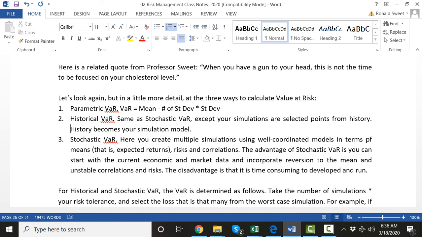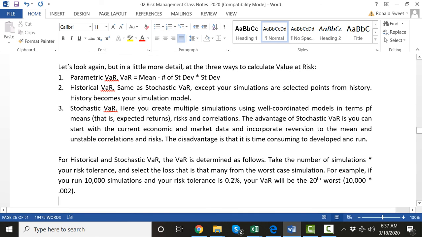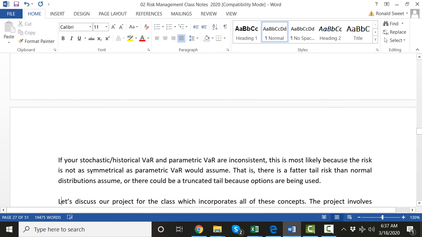Historical VAR and stochastic VAR are essentially scenarios where you run simulations. With stochastic VAR, you run thousands of simulations. You make sure they're well coordinated, that you understand how things correlate, including how things become more correlated in tail events. Historical VAR is very similar, except that your simulations are simply select points from history. Paper 2, or project 2, for our class will be doing both parametric and historical VAR. We won't do any stochastic VAR. We already talked about how to figure out the historical and stochastic VAR when we did the problems, so I won't go through that again. There's a video that does that.